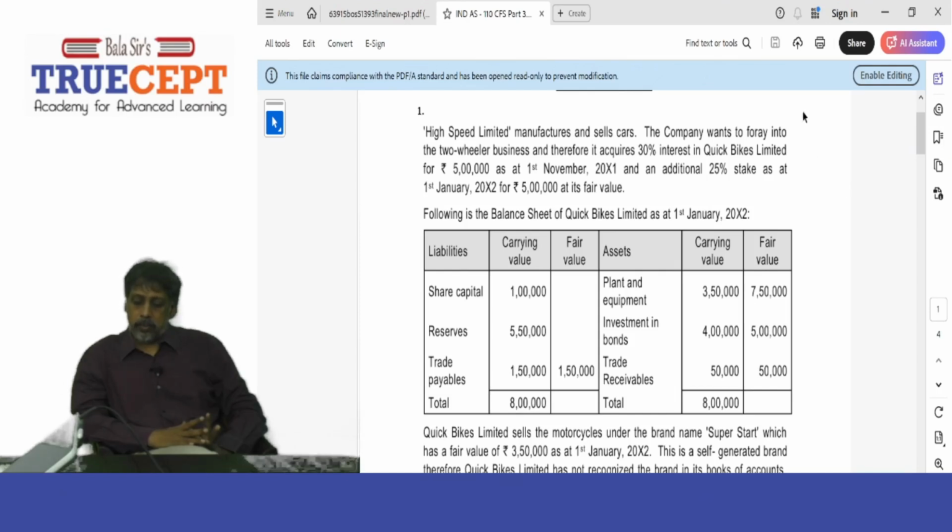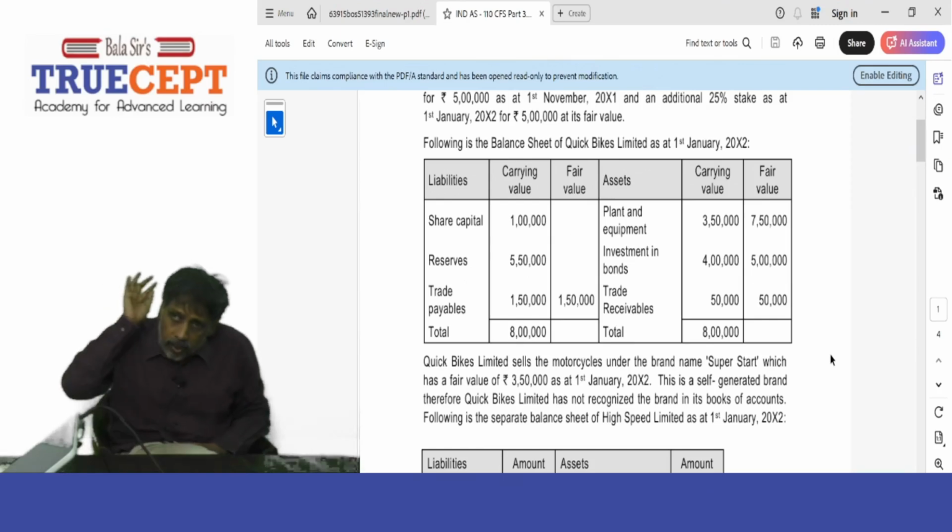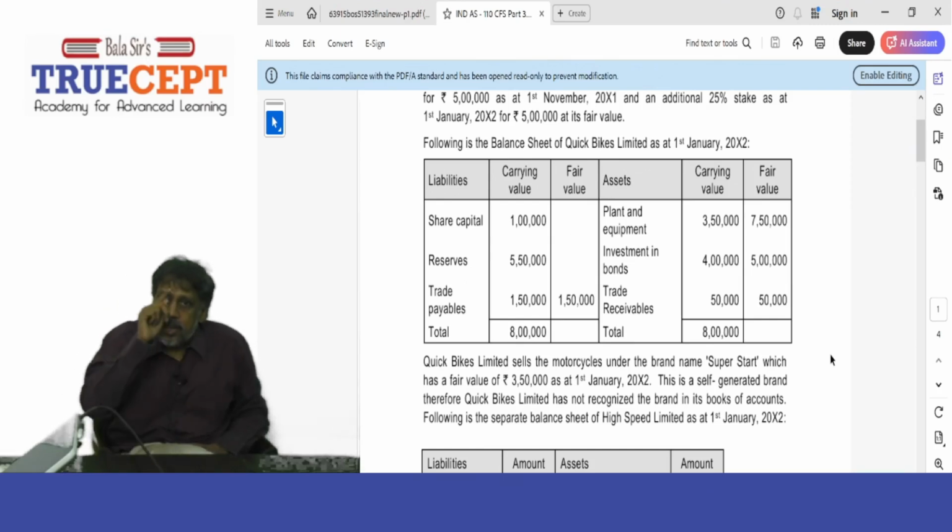Quick Bikes Limited sells the motorcycles under the brand name Super Start, which has a fair value of rupees 3,50,000 as at 1st January. Where is the 3,50,000 in your balance sheet? It won't be there. The 3,50,000 is not there in your balance sheet because it is internally generated. But you will take it for computing the fair value of net identifiable assets.